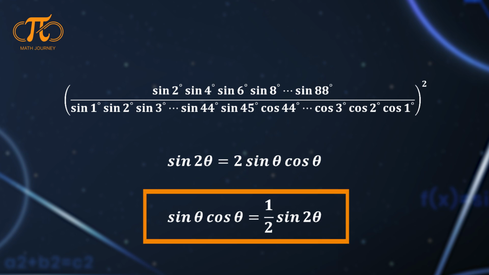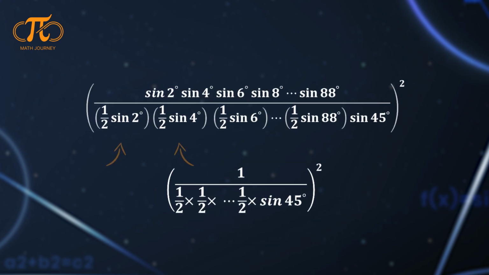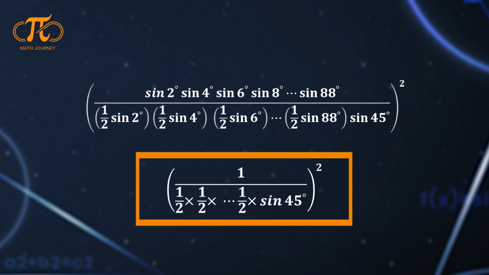Use the identity: sine of an angle multiplied by cosine of the same angle equals 1/2 times sine of twice the angle. This allows us to replace pairs of sine and cosine terms with sine terms at double angles. As a result, the expression simplifies to a product of terms involving 1/2 and sine of 45 degrees.